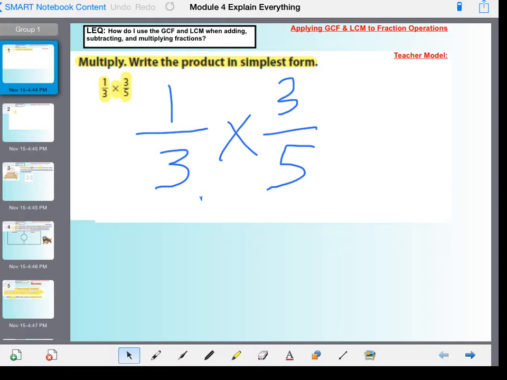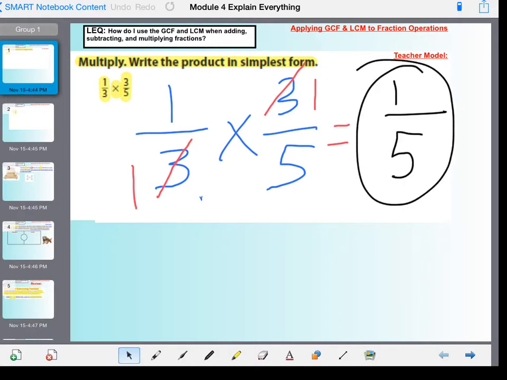The greatest common factor between the denominator and the numerator is 3. 3 goes into 3 one time, 3 goes into itself one time. And now the rule to multiplying fractions is you just multiply the numerators straight across, so 1 times 1 is 1, and multiply your denominators straight across, 1 times 5 is 5, and so the answer here is 1/5, simplest form.